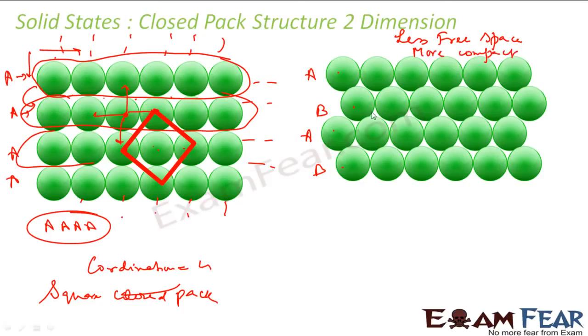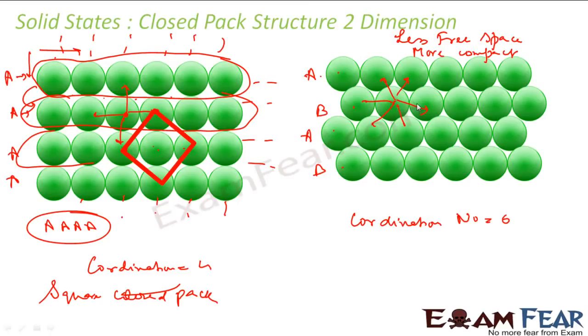Correct? Now if you talk about any sphere, you take this sphere, and please note there are other spheres here, so don't take the terminal spheres for coordination number, take somewhere in the middle. So if you take this sphere, this is in contact with 1, 2, 3, 4, 5, 6. So each sphere is in contact with 6 spheres. So coordination number is how much? So coordination number will be 6. Why? Because each sphere is in contact with 6 spheres.